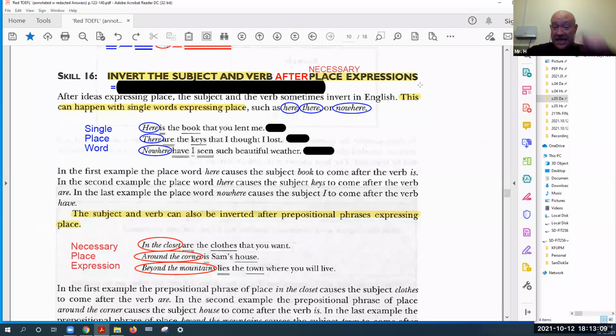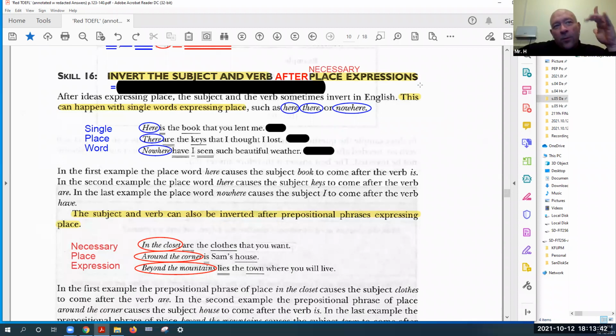Okay? Here, what is here? Well, here is the book that you lent me. Oh, okay. Now it makes sense. Where? Here is the book that you lent me. Okay. What about the second one? There are the keys that I thought I lost. Where are the keys? There are the keys.